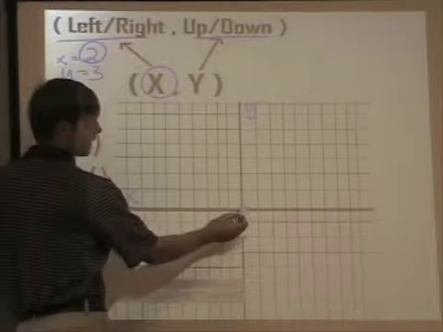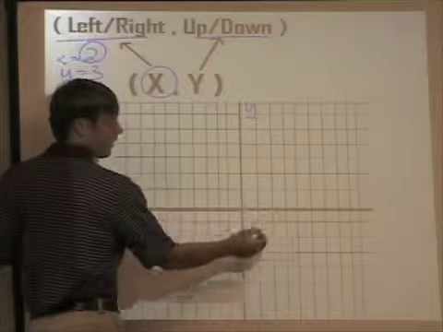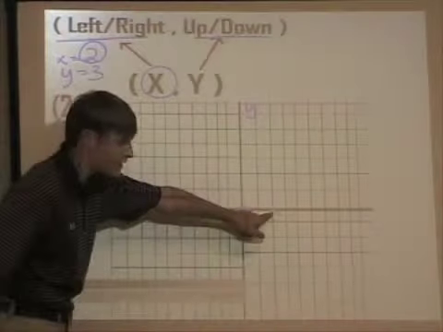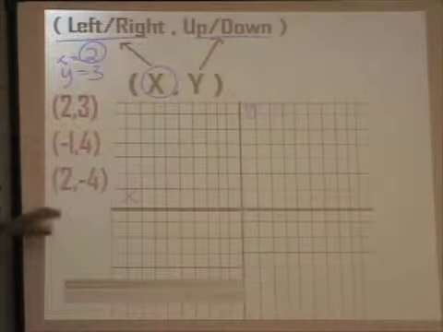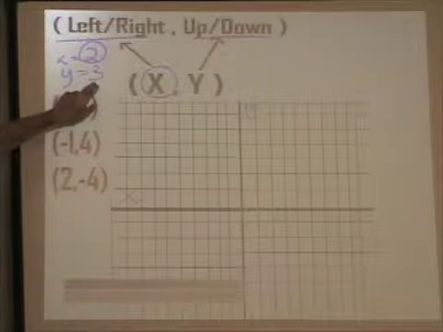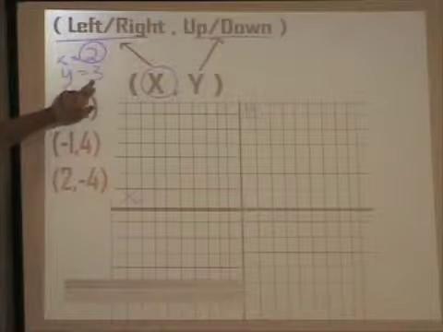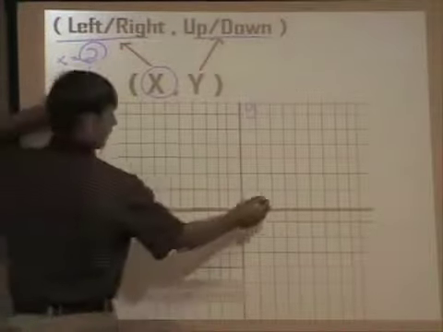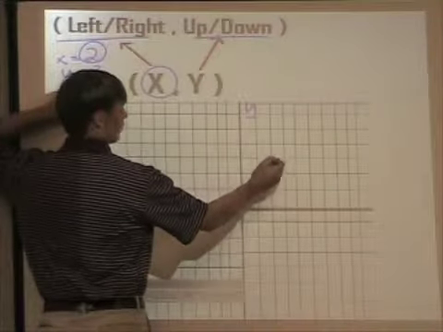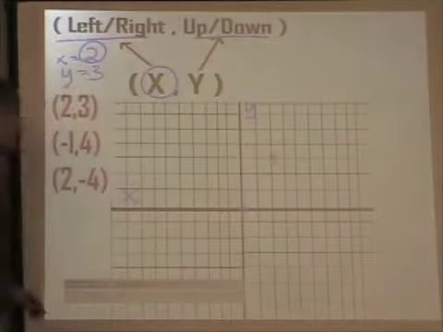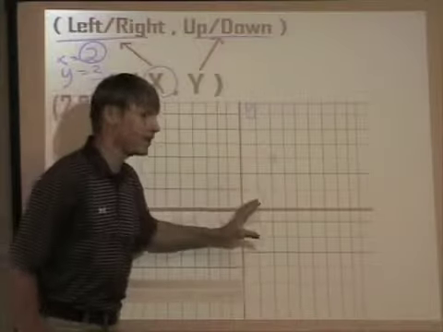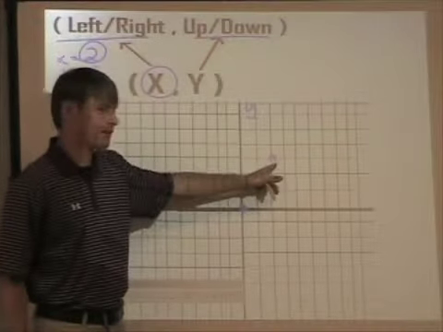Now which direction do I go? Right 2, and I don't write anything, I just stand there. See me standing there? And then I go which direction? Up 3, because this is positive. 1, 2, 3, and there's your point. You just plotted your point. That's what you just did right there.